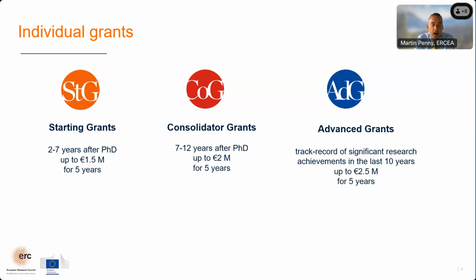When I look at the grant schemes, I referred before to the individual grant schemes, and these are targeted at researchers depending on your level of experience past your PhD. And you'll hear a lot more about this during the presentation. So starting grants are targeted for those who are 2 to 7 years after their PhD, with a grant of up to €1.5 million over 5 years. Consolidated grants for those 7 to 12 years after the PhD, with a grant of up to €2 million for 5 years. And advanced grants is for everyone else, those with a more significant track record of research achievements in the last 10 years. And there the grants are slightly larger, €2.5 million over 5 years.